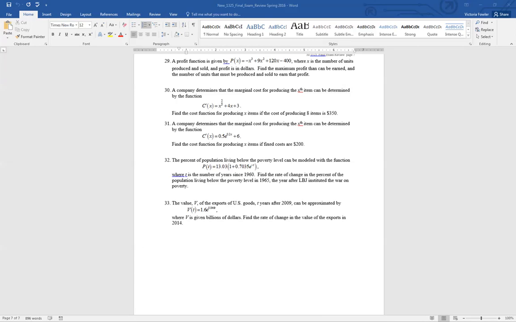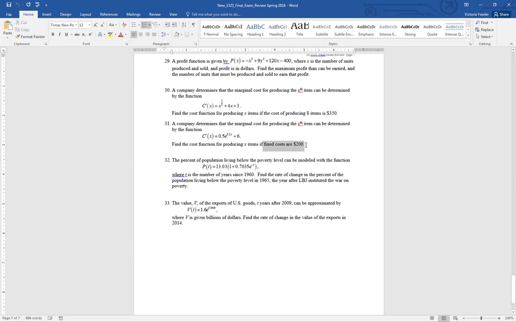Right, this is a recording to discuss problems number 30 and 31 on the final exam review. This is regarding given marginal cost for producing an item, and you are asked to find the cost function. Given the cost of producing, for number 30, 8 items, which is $350. And then for 31, it says the fixed costs are $200.